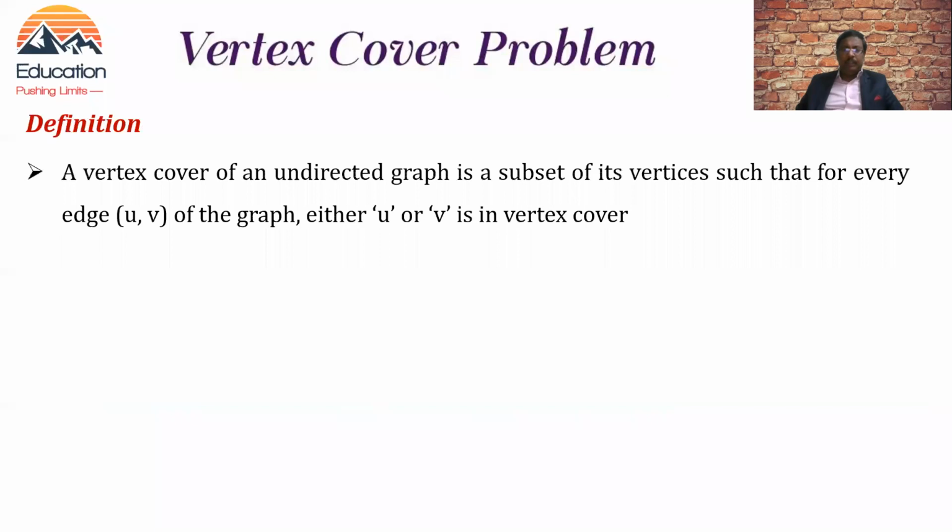Let us go for the formal definition. A vertex cover of an undirected graph is a subset of its vertices such that for every edge u, v of the graph, either u or v is in the vertex cover. So the point is you have to segregate the definition into parts. The vertex cover of an undirected graph is a subset of its vertices, such that for every edge u, v of the graph, either u or v is in the vertex cover.